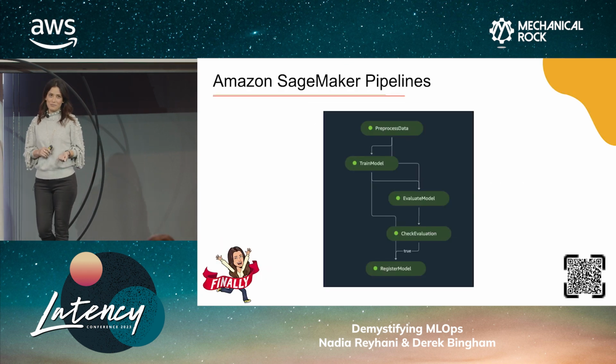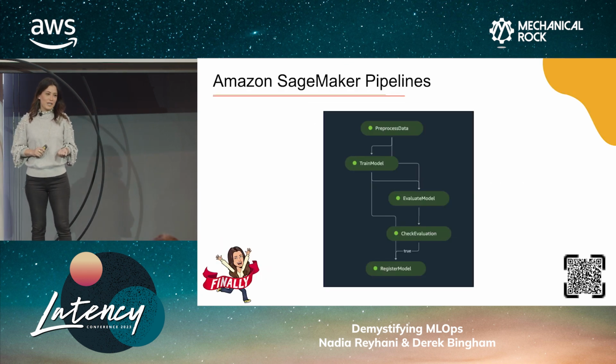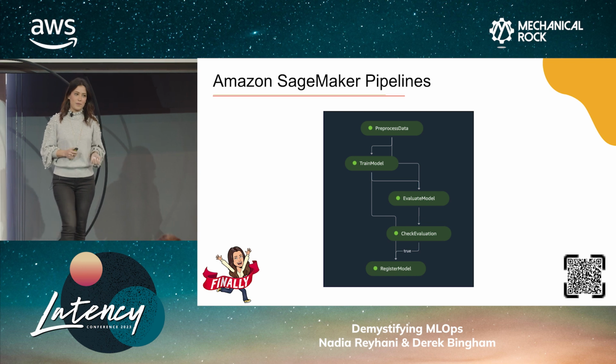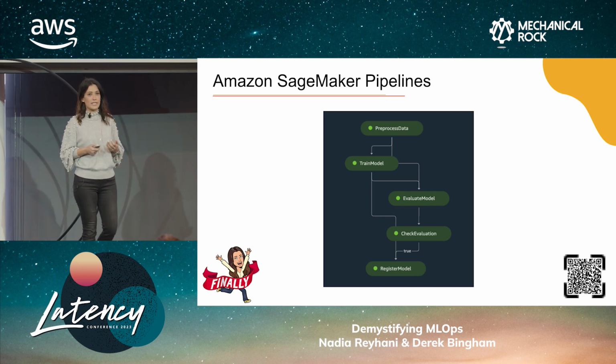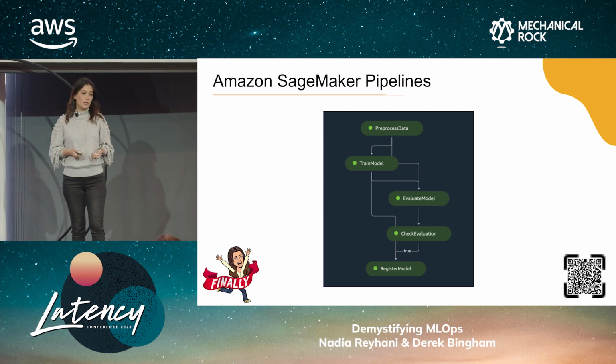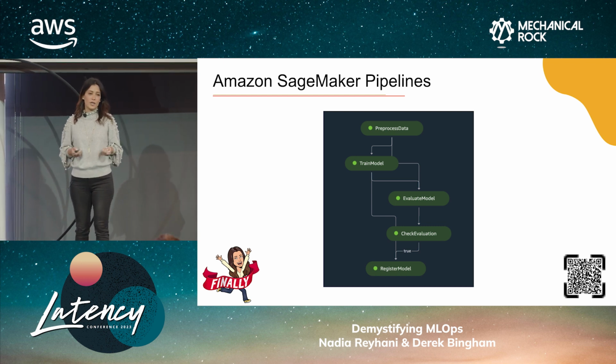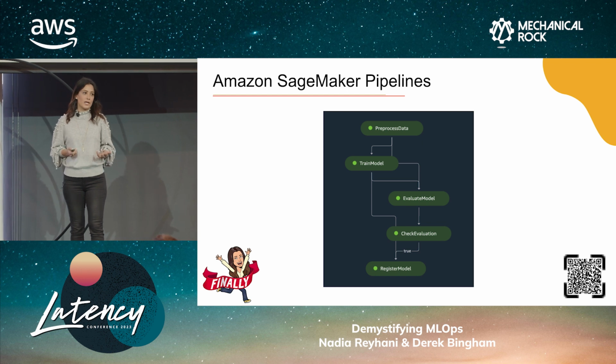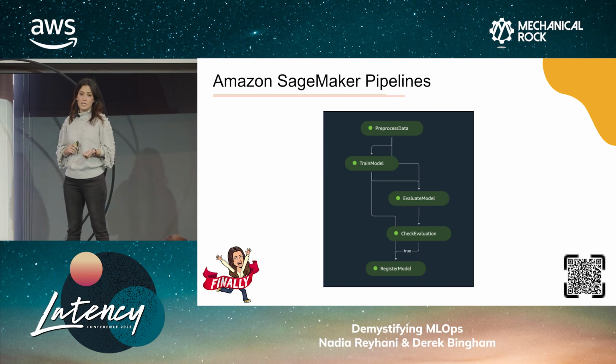And the last one, but not least, Amazon SageMaker Pipelines is an AWS-specific CI/CD tool for data scientists and data engineers. You can create the pipeline with the Python SDK or your SageMaker API, and you can just visualize that one within your SageMaker Studio.